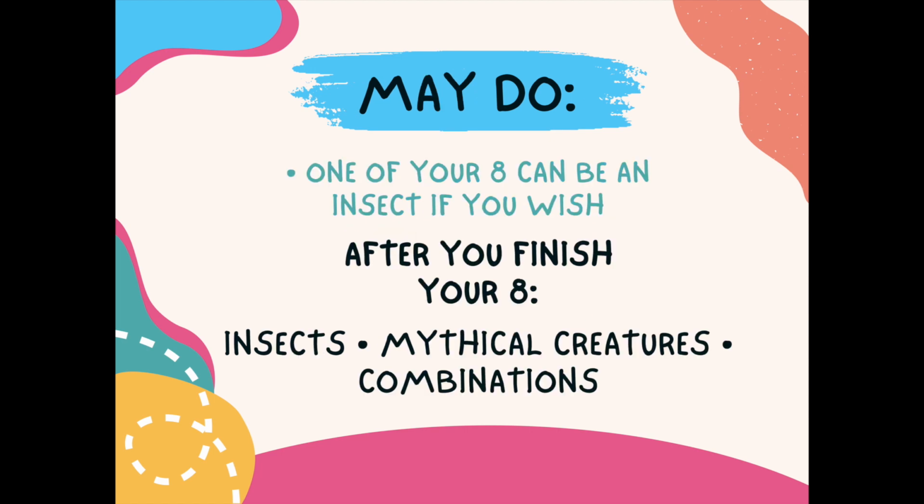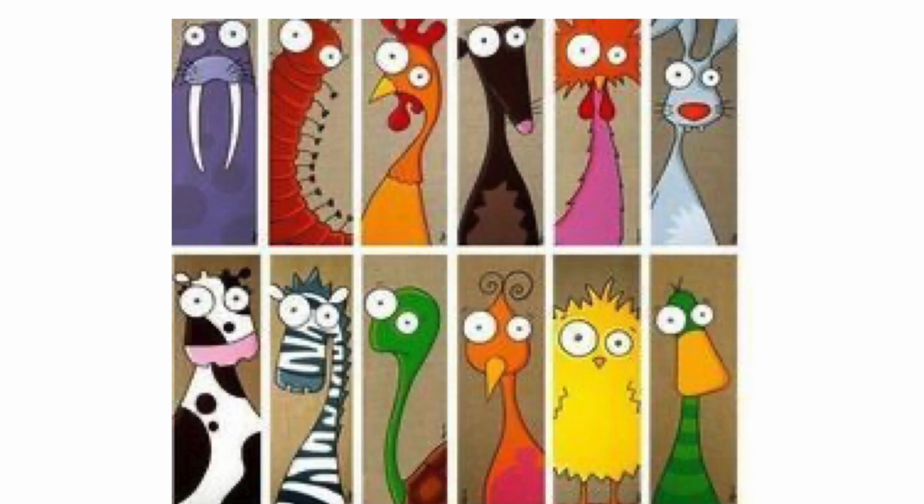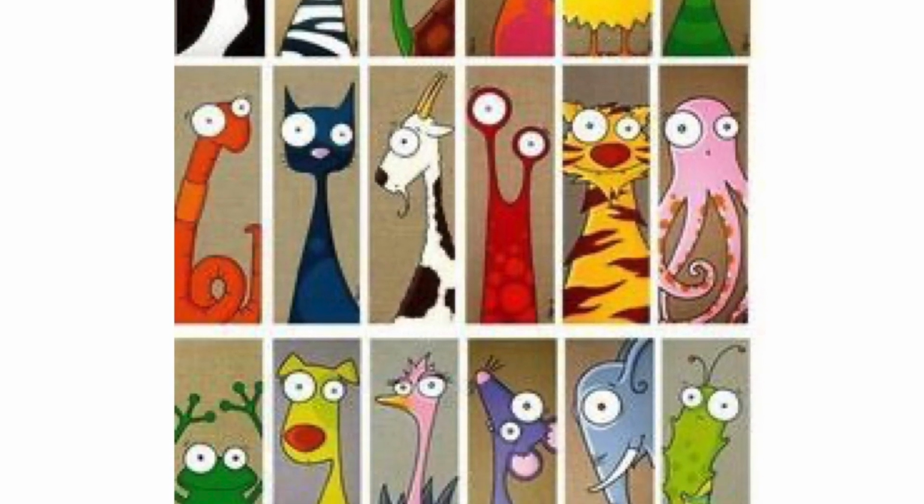If you would like to, one of your 8 animals can be an insect if you wish. After you've made your first 8 animals, you may also make mystical creatures like unicorns, dragons, or other creatures from your imagination. You could also do combination creatures. The possibilities are endless. Have fun creating your very own animal cartoons.